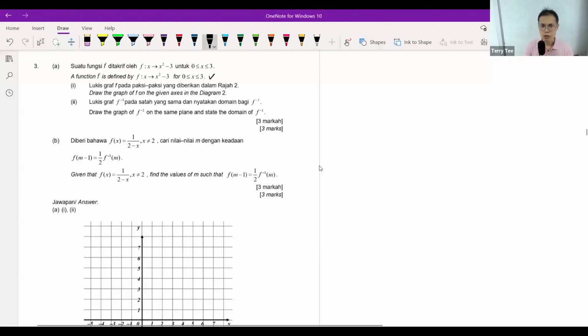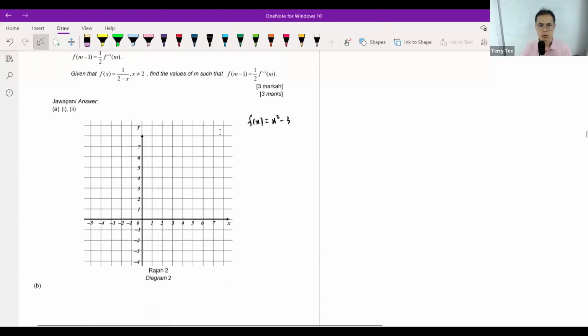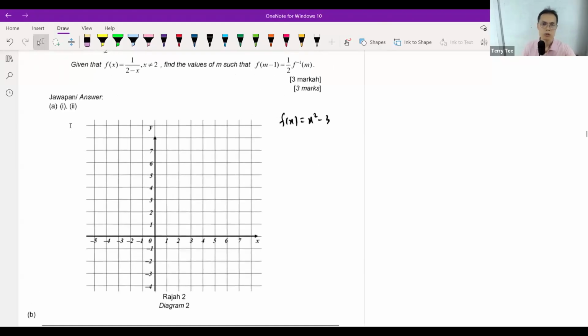Okay, let me write down the function. Your function is f(x) equals x squared minus 3. Okay, so I'm going to show the graph here. So to draw this graph, okay, let me zoom in a bit to see.